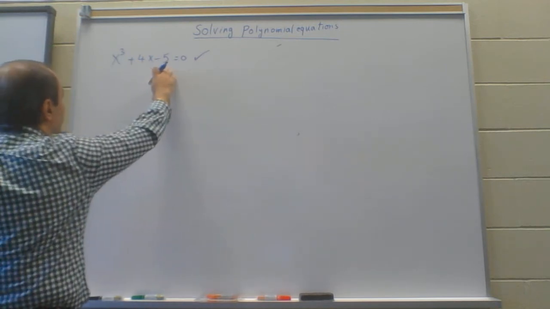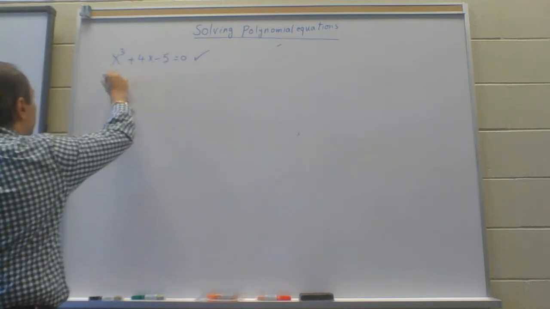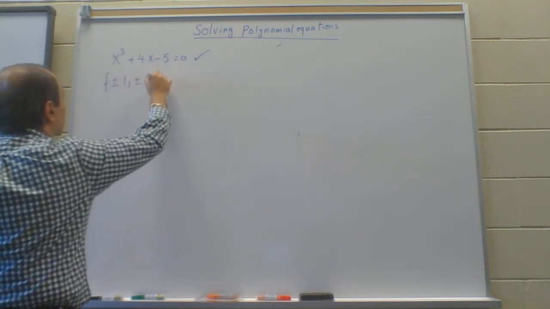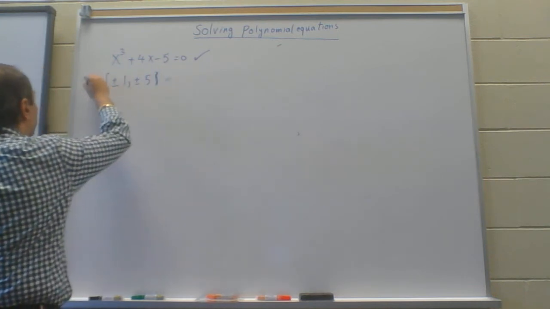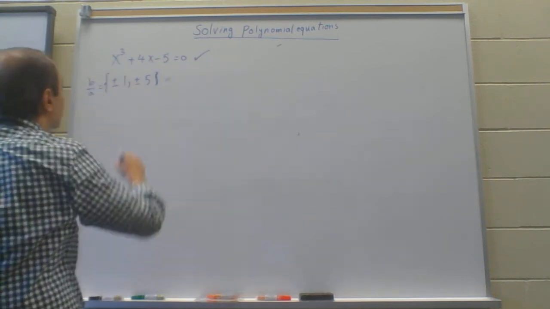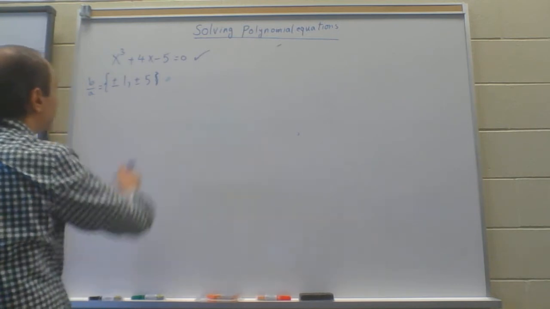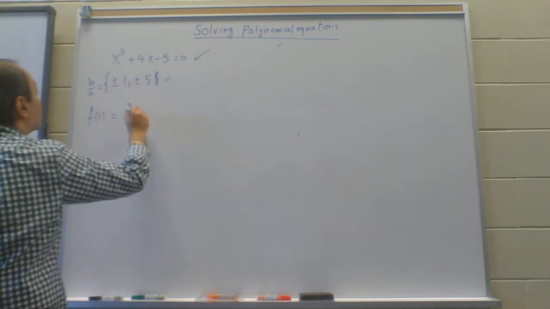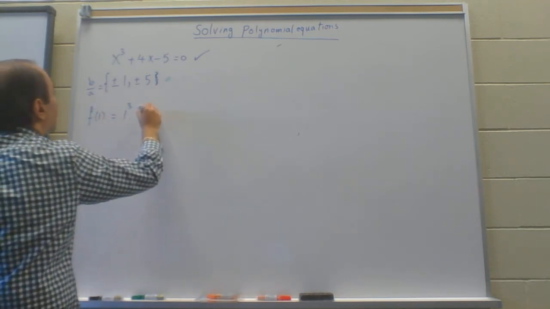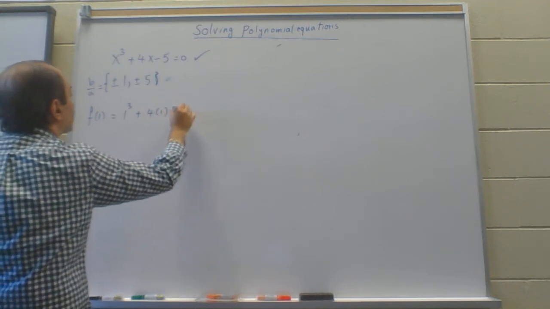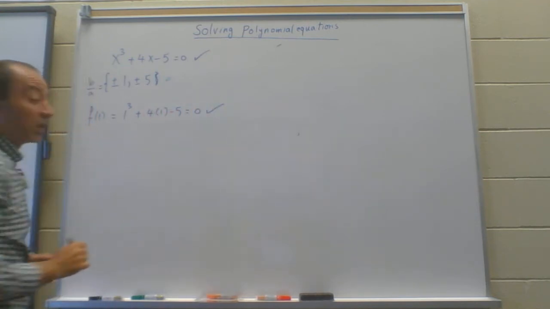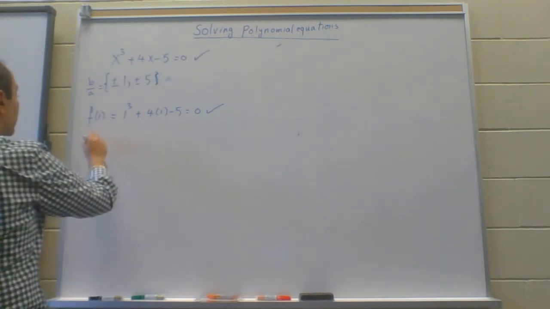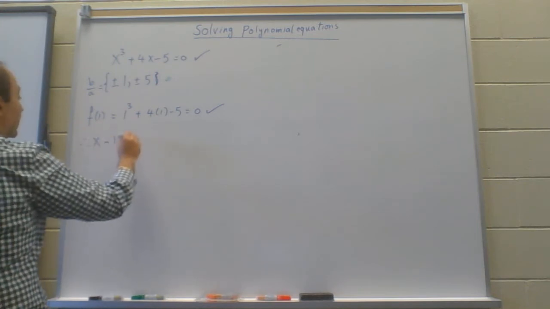list all the possible values for b over a. So I think it is only plus or minus 1 and plus or minus 5. Those are the values of b over a. Then I will try them one by one until I get the value that will make this equal 0. So if I try f of 1, I will get 1 cubed plus 4 times 1 minus 5, and that is 0, yes. So f of 1 is 0, and that tells me that I have x minus 1 as a factor.